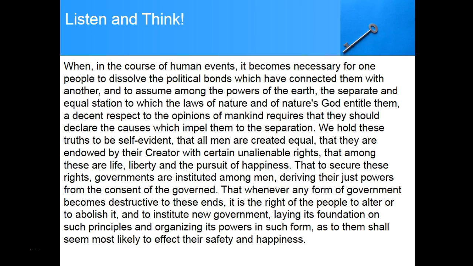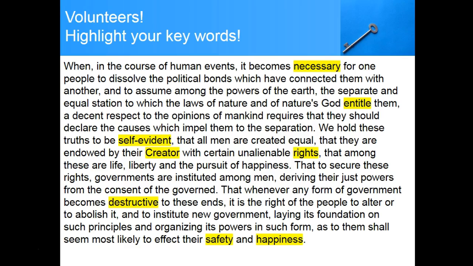We hold these truths to be self-evident, that all men are created equal, that they are endowed by their Creator with certain unalienable rights, that among these are life, liberty, and the pursuit of happiness, that to secure these rights governments are instituted among men, deriving their just powers from the consent of the governed, that whenever any form of government becomes destructive to these ends, it is the right of the people to alter or abolish it, and to institute new government, laying its foundation on such principles and organizing its powers in such form as to them shall seem most likely to affect their safety and happiness.